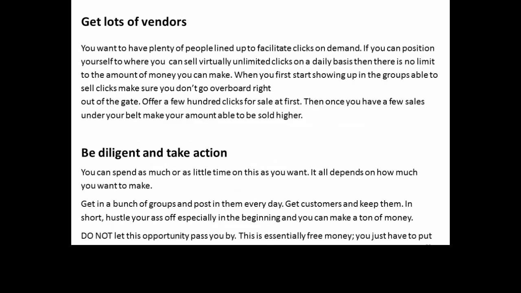Get lots of vendors. You'll want to have plenty of people lined up to facilitate clicks on demand. If you can position yourself where you can sell virtually unlimited clicks on a daily basis, then there is no limit to the amount of money you can make.